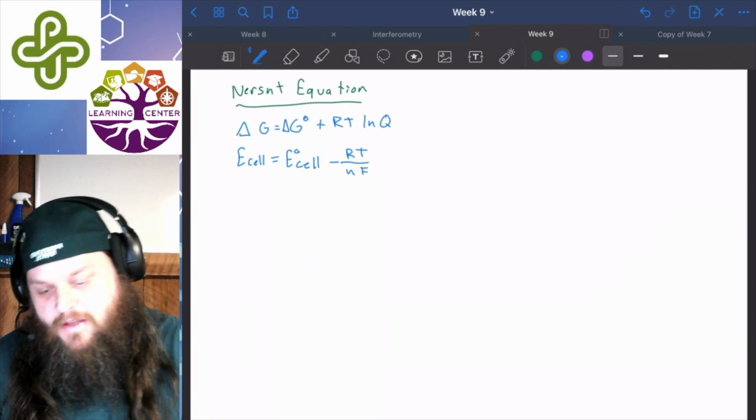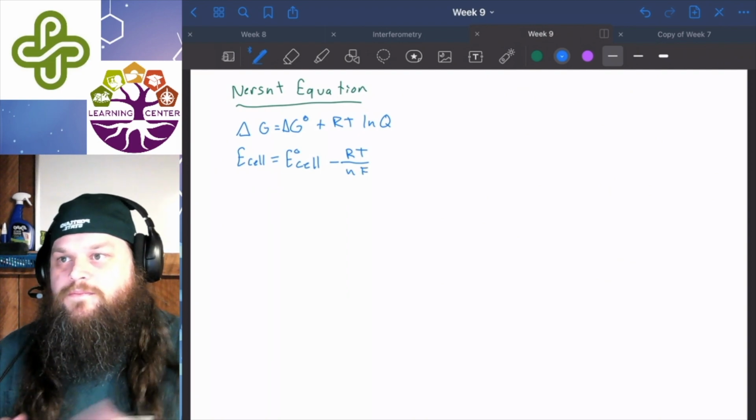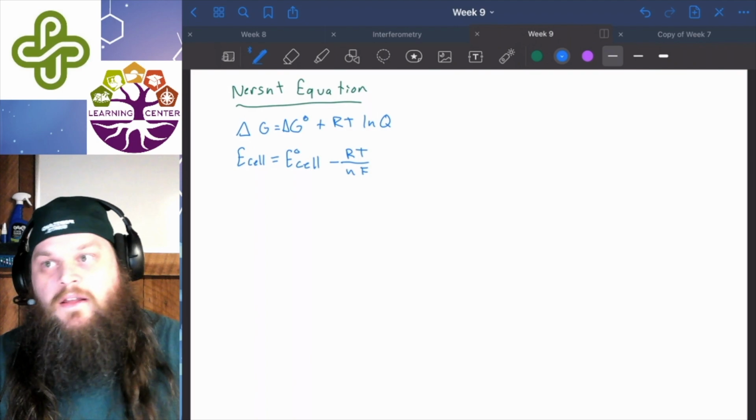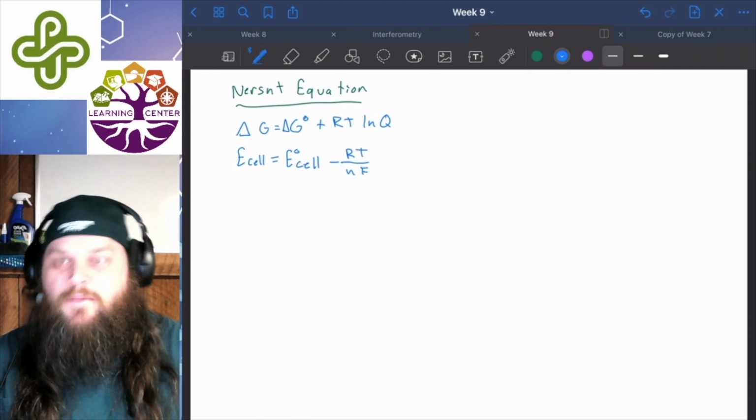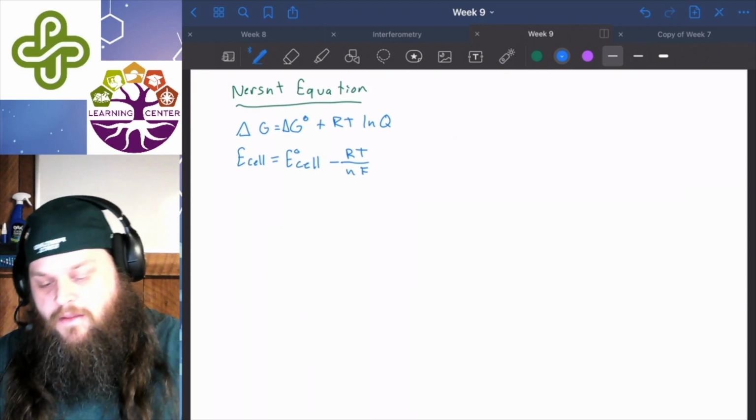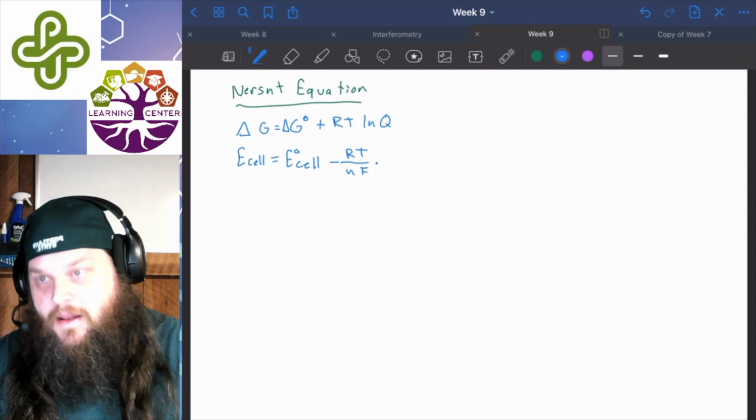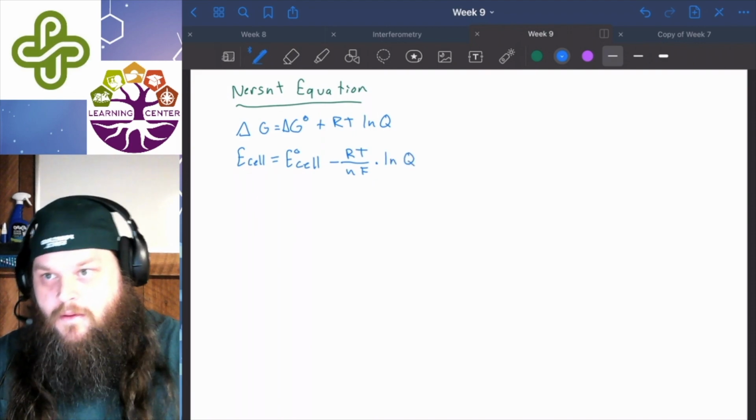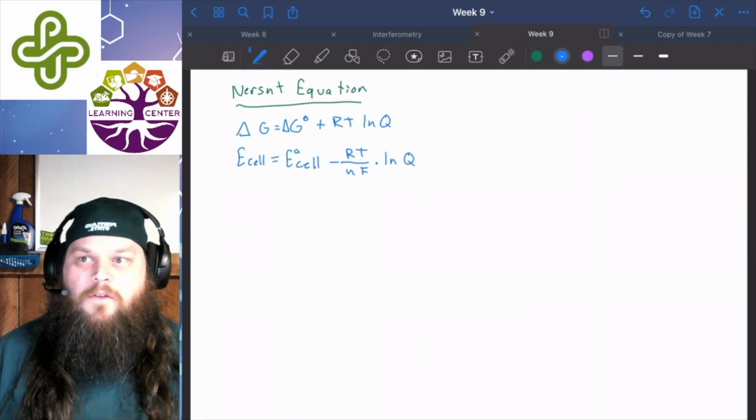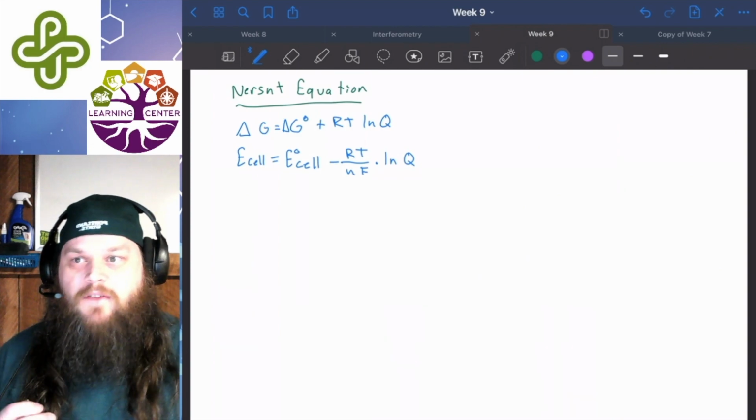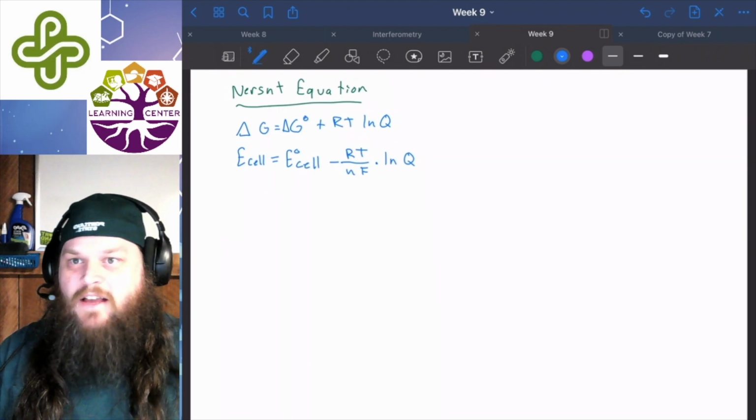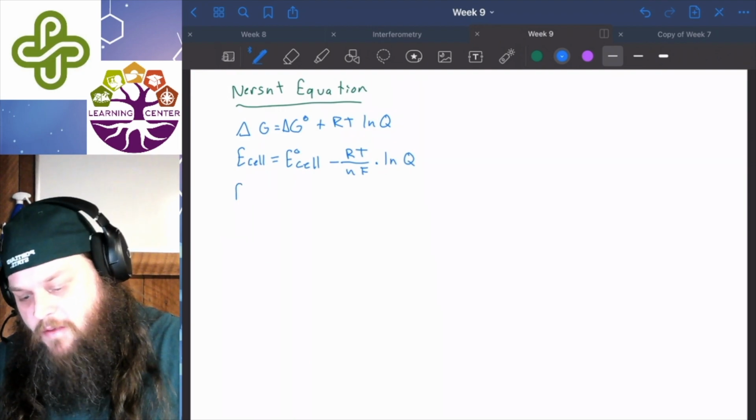The cell potential is equal to that same E naught of the cell minus RT over nF, where R is the gas constant, T is the temperature in Kelvin, n is the number of moles of electrons, and F is the Faraday constant. We're going to multiply that by ln of Q. If we don't want to work in the natural log, we can convert using the change of base formula to a base 10 log, and the base 10 log gives us this extra factor in there. So I can rewrite this whole thing.